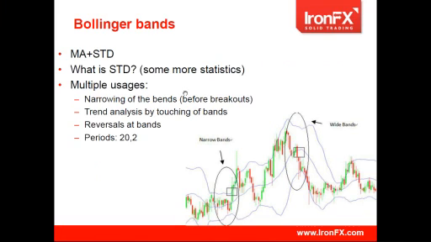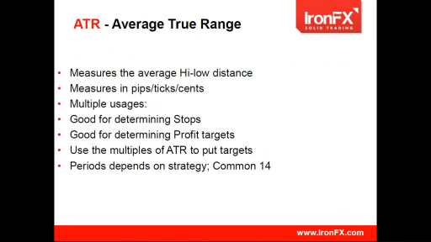Now this is the standard deviation of Bollinger Bands, and the last one here is the ATR. This is the average true range. Now this is also a volatility type indicator, and it measures the high-low distance, the average high-low distance basically. So it measures in pips, ticks, cents. It depends on what kind of instrument you are trading. If you're trading the Forex market, it's going to show you pips. If you're trading futures markets, it's going to show you ticks.